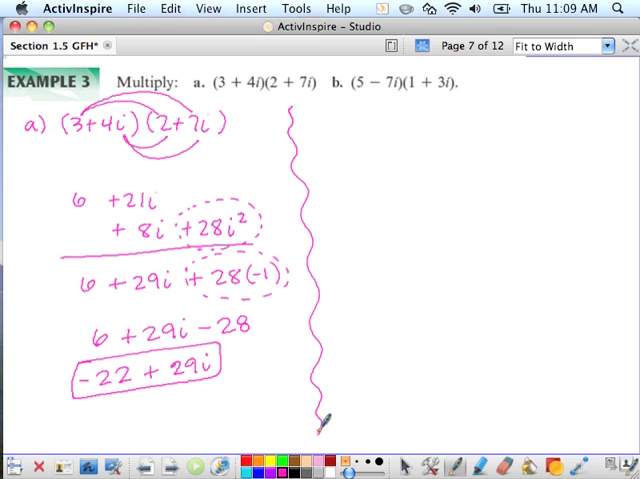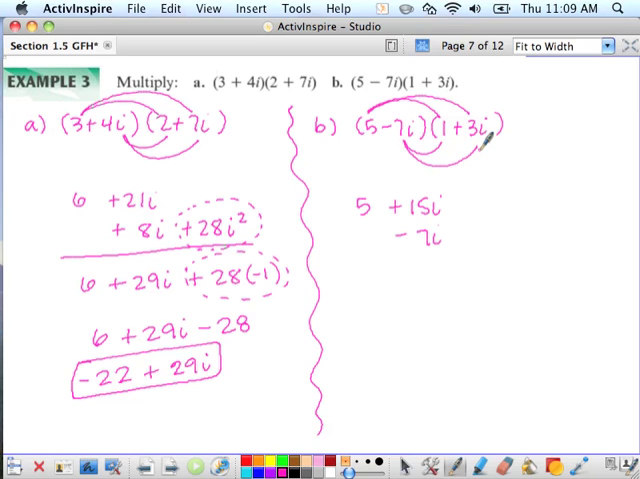Okay, part B. For part B, I'm going to distribute 5 minus 7i onto 1 plus 3i. So 5 times 1 is 5. 5 times positive 3i is positive 15i. Negative 7i times 1 is negative 7i. And negative 7i times positive 3i is negative 21i squared.